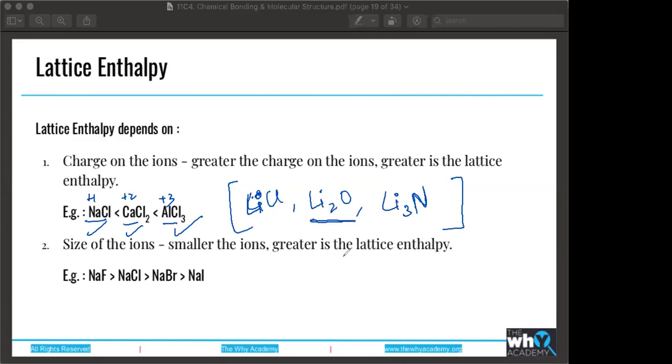So the first thing I noticed is that the cations are the same. So I have to look at the anions for the charge difference. Chlorine is -1, oxygen is -2, and nitrogen is -3. Then it's Li3N. Sorry. Okay.